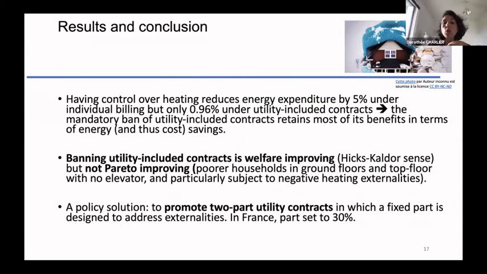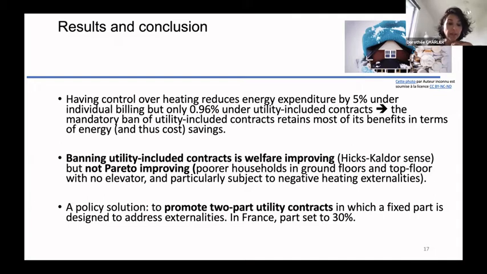So what type of recommendation and what type of solution face these results? One way is maybe to promote two-part utility contracts. One part which is a fixed part and designed to address these externalities. This part is set to 30% today in France.